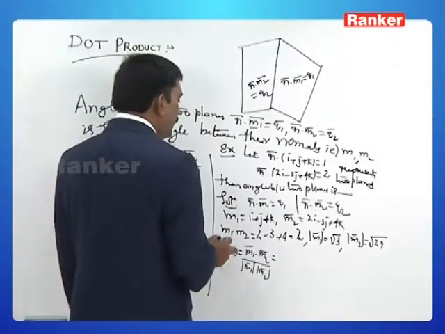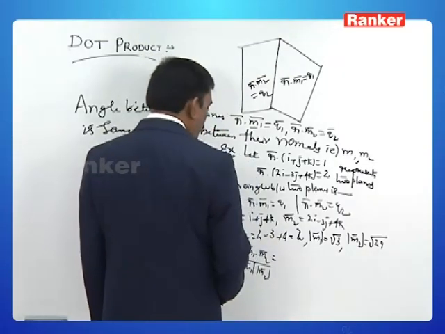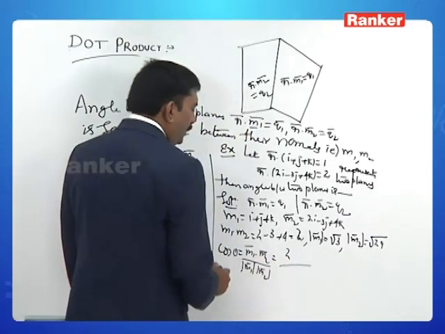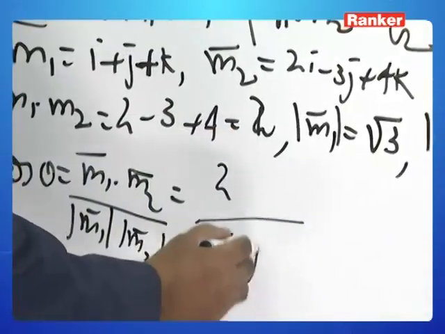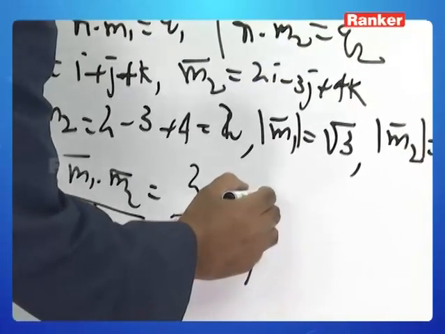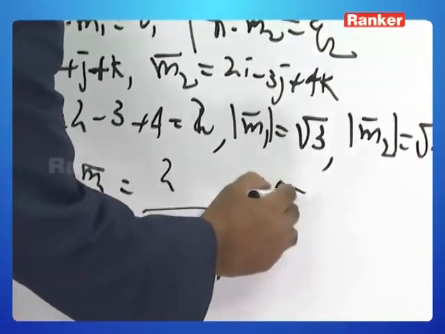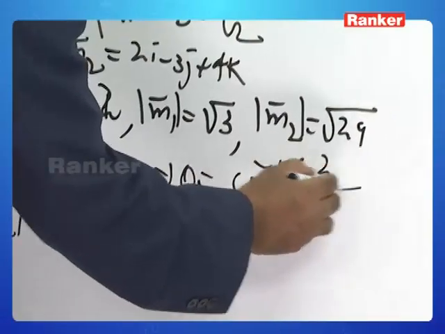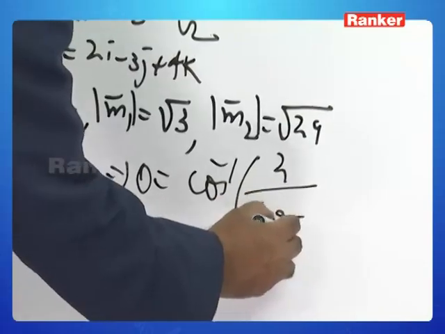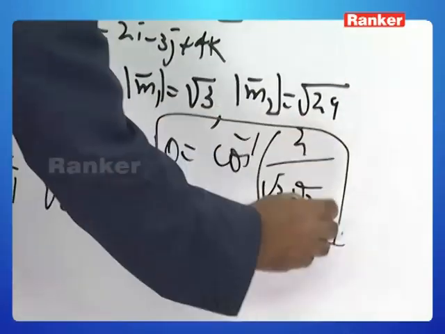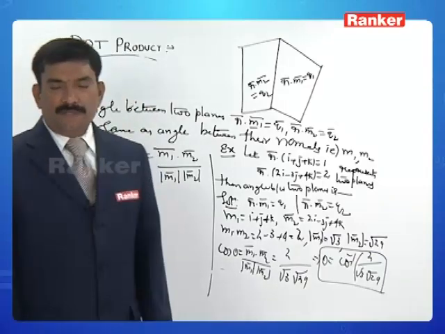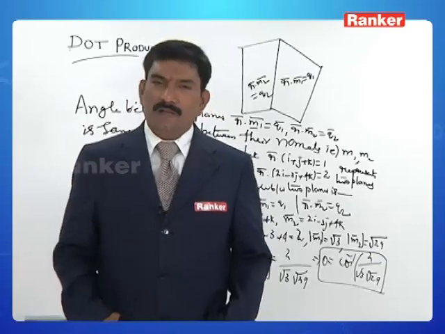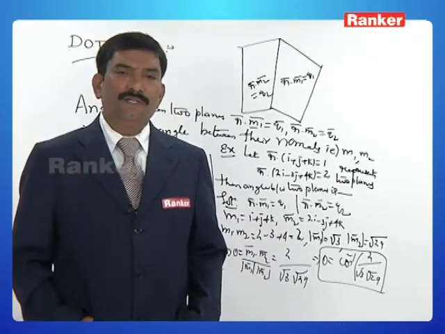Now this is nothing but m1 bar dot m2 bar. m1 dot m2 is already found out to be 2. This is nothing but root 3 into root 29. So therefore I can write theta is equal to cos inverse of 2 by root 3 into root 29. The angle between two planes is the same as the angle between their normals.